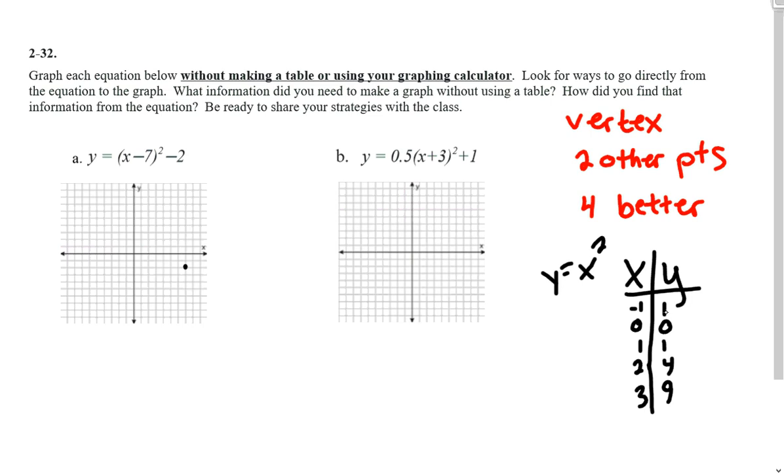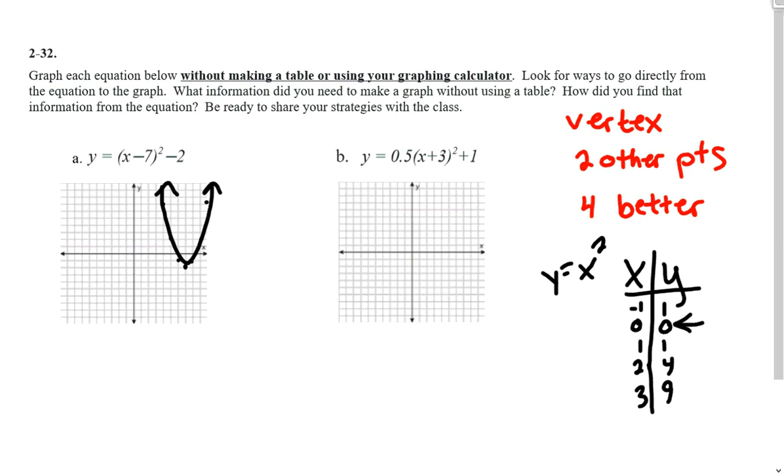So now what I have to look at is from this vertex, it goes 1 over and 1 up. So from here, it goes 1 over and 1 up on both sides. And then it goes 2 over and 4 up, again, from your vertex. My vertex shifted here. So now it goes 2 over and 4 up on both sides. And I could, if I wanted to, go 3 over and 9 up because of that symmetry. And we now would have a better graph. So try that for the second one if you didn't try it that way.